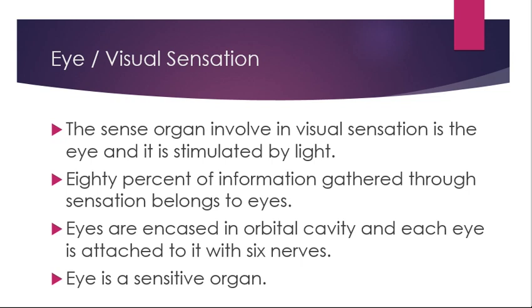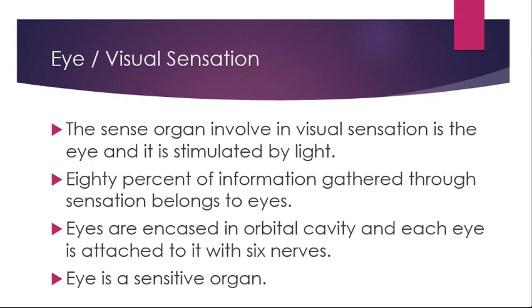Visual sensation actually tops all types of sensations. 80% of the information gathered through sensation belongs to the eye. That is why the eye is called the queen of sensation. The loss or impairment of vision, or we can say the loss or impairment of sight, is often compared to darkness. It is because the process of getting information about the environment is very adversely affected. If we are unable to see, the other sensations are also masked.